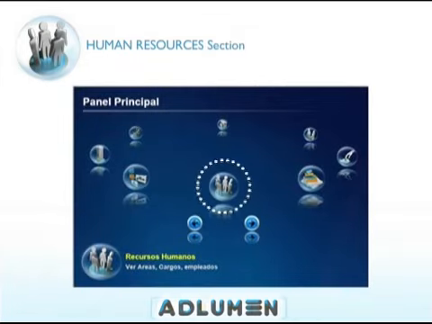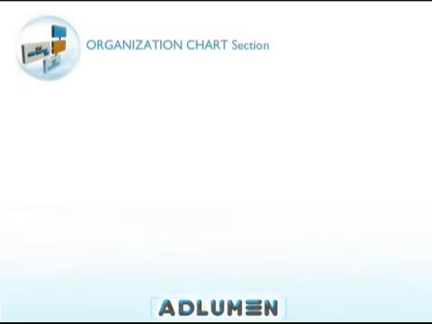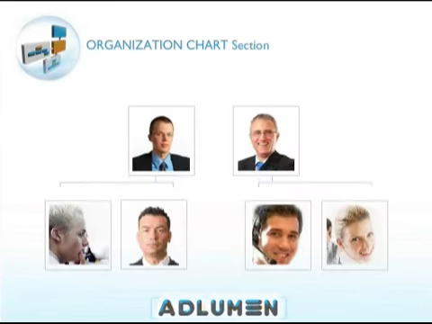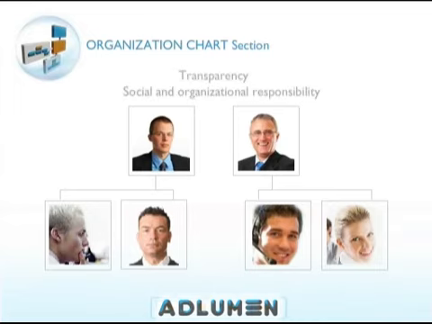To access and edit such information, the user simply needs to enter the Human Resources section of the application. This same section allows you to generate a virtual organizational chart, graphically displaying the structure and interrelations within the organization. By generating and displaying the information on your organization, you are validating your degree of transparency as well as your social and organizational responsibility.